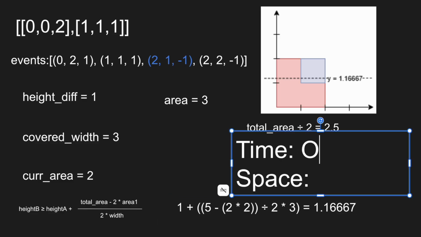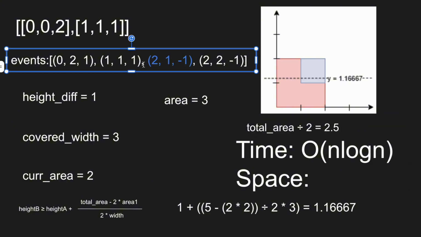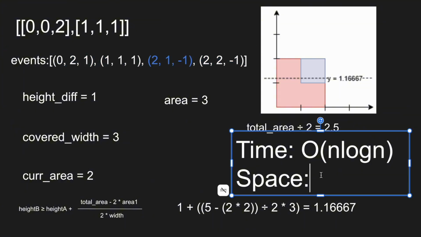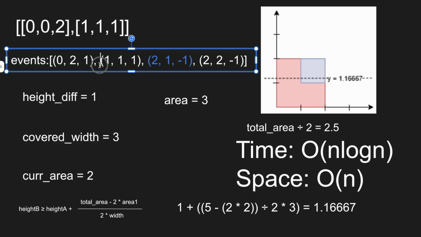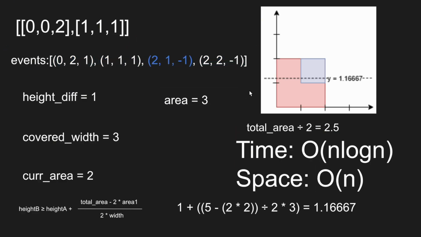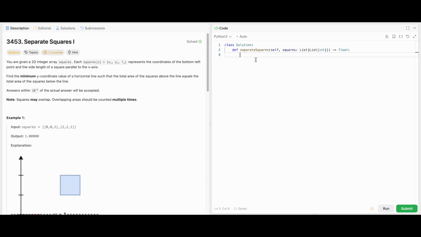So the time complexity would be O of n log n because it will take n time to sort the events, and the space complexity would be O of n because this events array can take up to n space. So now let's get to the coding part. So first we will define total area to 0 and events to an empty array. Now we'll need to fill out events.